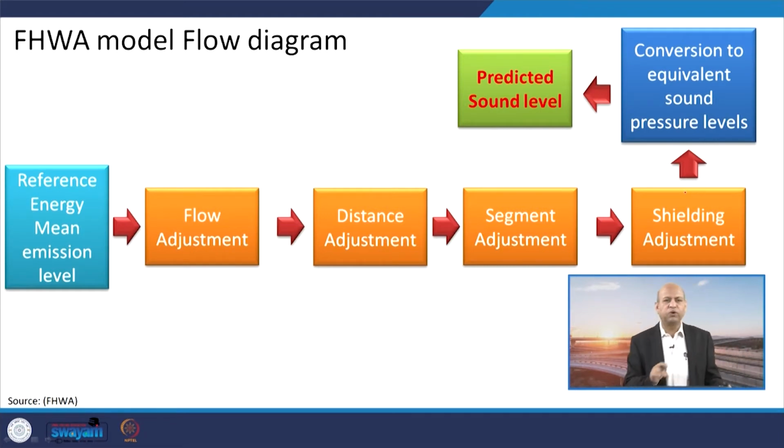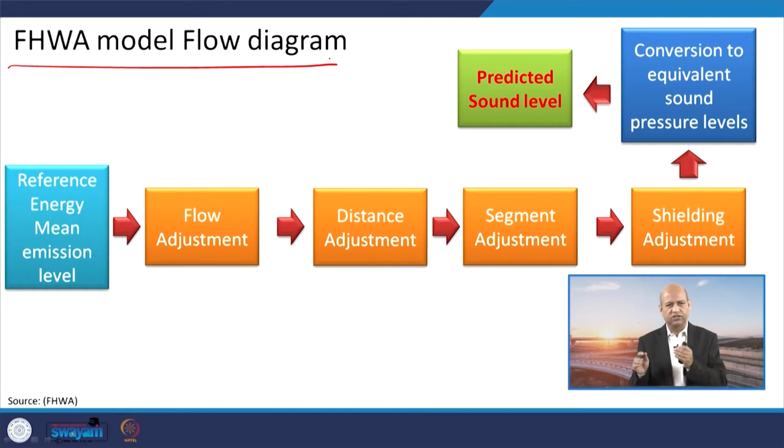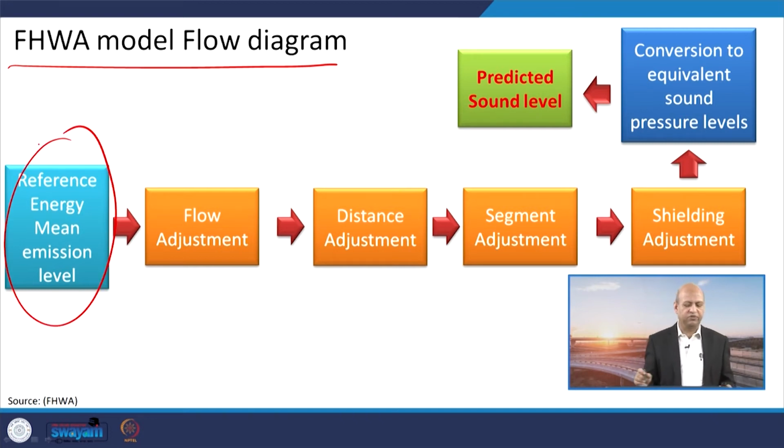Well, when we talk about this FHWA model, the flow diagram, how does it take different kinds of features. So, first of all, the reference energy mean emission level. Energy is nothing but that noise level. What is the reference level? In comparison to that, we will know how much noise is increasing or decreasing and how it is traveling.